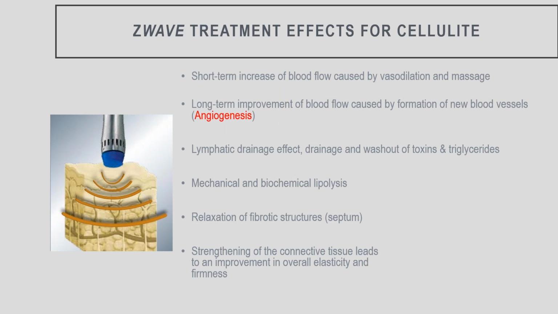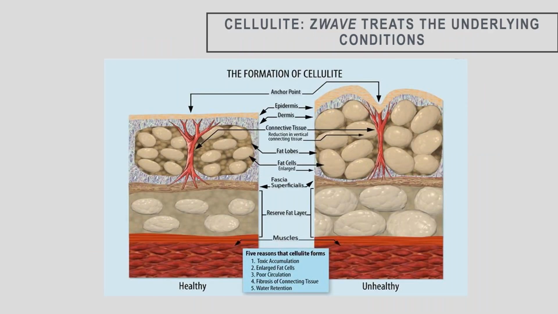Short-term increases of blood flow are caused by vasodilation and massage. We want to try to do new blood cell formation. All of you guys know that's called angiogenesis. Our lymphatic drainage leads to washout of our toxins and our triglycerides. That mechanical and biochemical lipolysis is what we're trying to lead to with that relaxation of our septum. So this will strengthen our connective tissue. What does that do in the end? It leads to overall elasticity and firmness, and that's what everybody desires. That all is explained in this beautiful slide, and I love this because this really gets down to it.